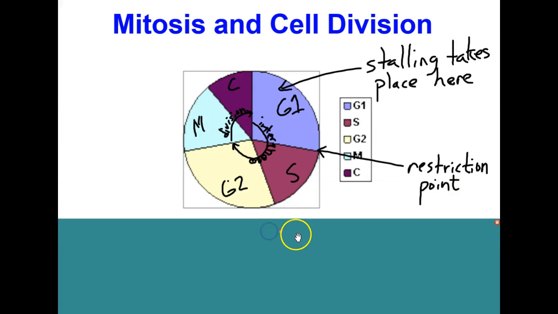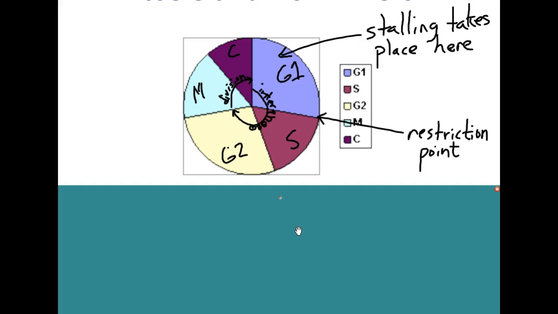Your note-taking sheet has this pie chart, but you don't have the privilege of it being color-coded. So what I would encourage you to do is add the labels for each of the pieces of the pie chart here according to the color code on the right. This would be the G1. We'll talk more about that in a second. This is S, G2, M, and C.